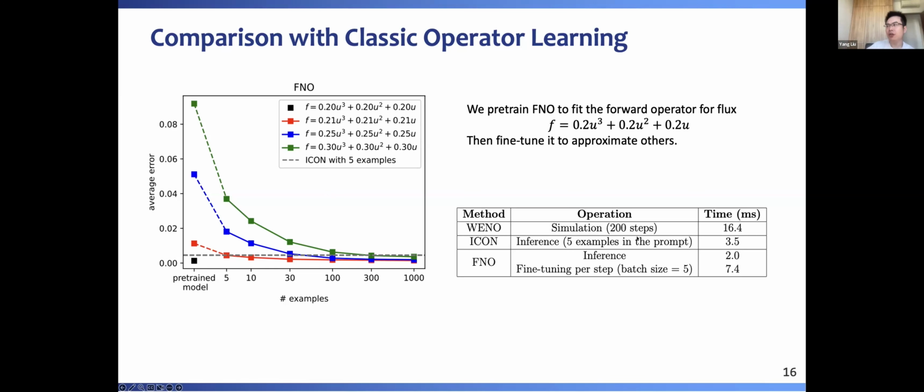Also, the inference of ICON is super fast, just like 3.5 milliseconds. With FNO, the inference is very fast, but every step of fine-tuning is time costly. It takes, let's say, 7.4 milliseconds. By the way, I didn't put it here, but the whole fine-tuning usually takes hundreds of steps.